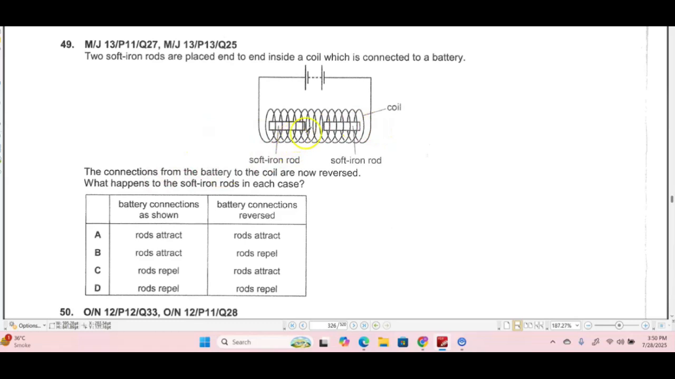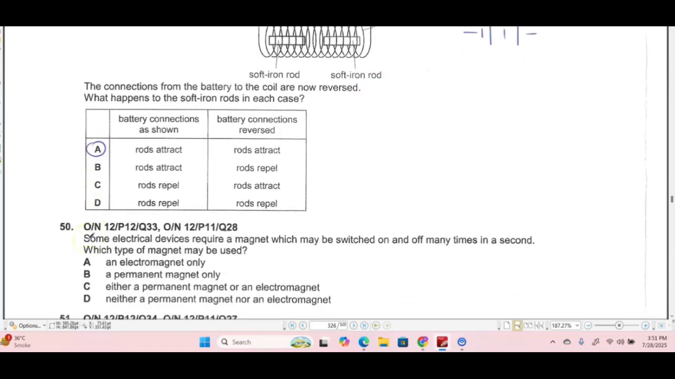Okay, so the rods are going to attract each other. Even when the battery connections are reversed, the rods are going to attract each other, because right now it is positive and negative here. If this becomes negative and then negative and positive, negative and positive still are going to attract. Okay, so A is the correct option.